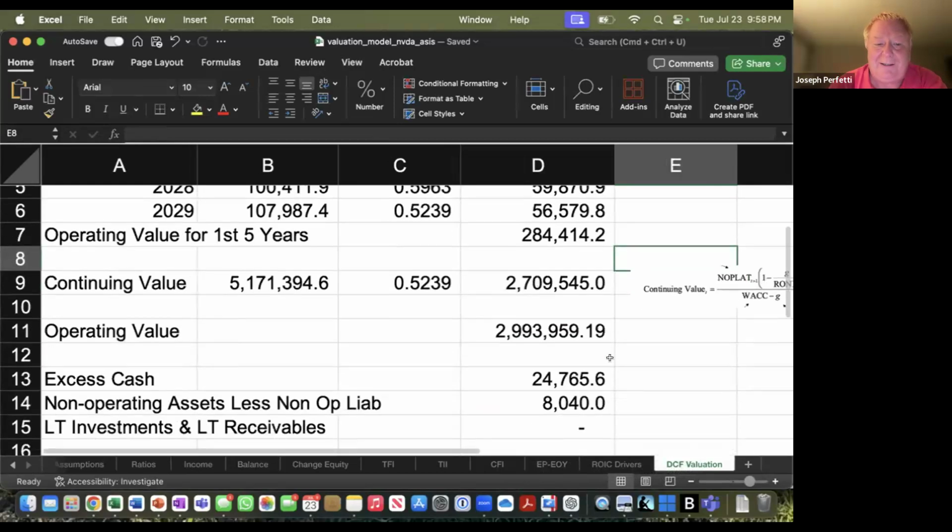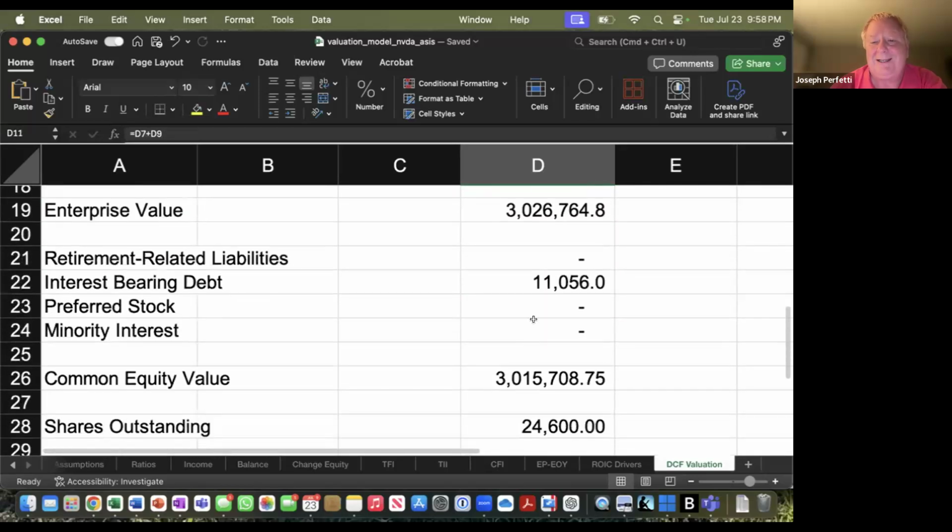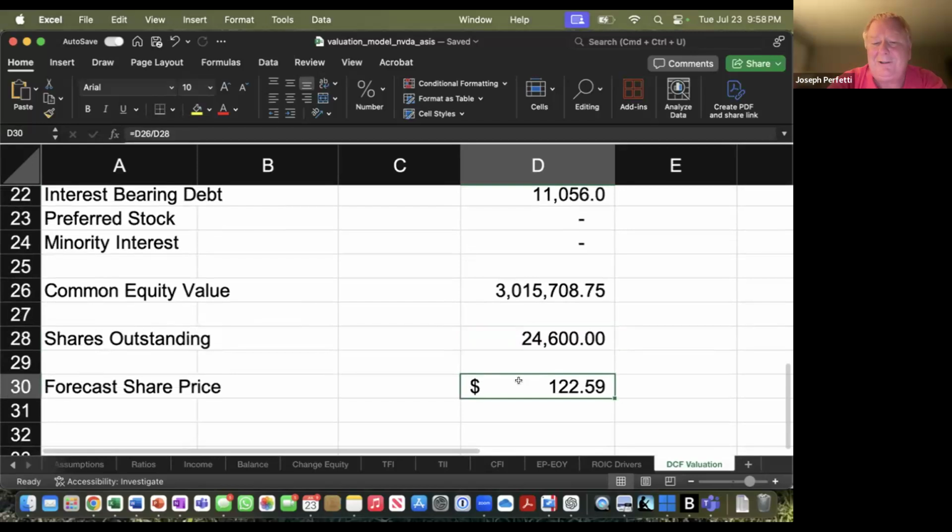Non-operating value for Nvidia, trivial. 32 billion. It's a rounding error to the 3 trillion of operating value. But this is their share price today. 3 trillion of enterprise value, 24.6 billion shares. That's the 122.59 share price. All right, so this is called the as is.